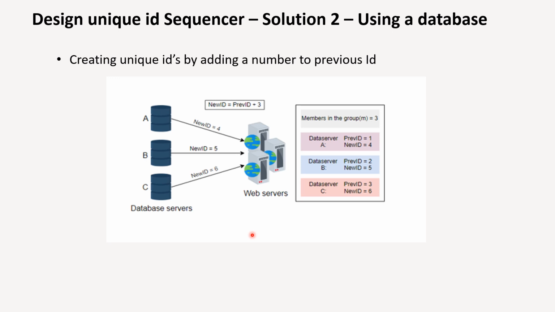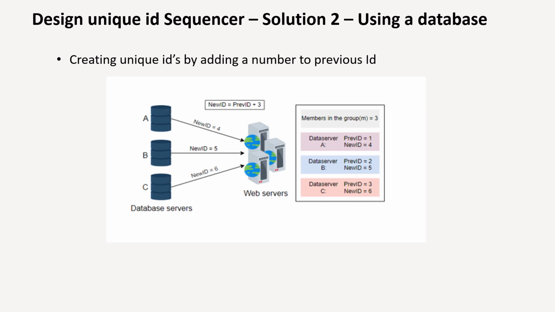Like for example, database server A has a starting point from 1, B has 2, and C has 3. So they will not be incrementing sequentially, like adding plus 1, but they will be adding some number, maybe 3, because we have 3 servers here, right? So suppose the previous ID created by database A is 1, the second will be 1 plus 3 is 4, right? That will be 7, right?